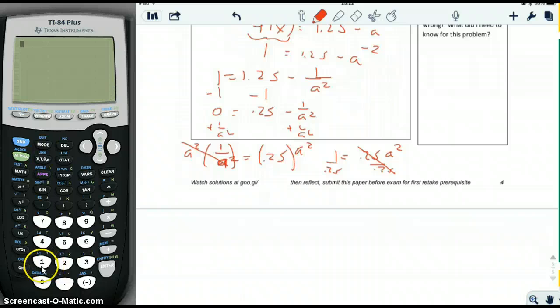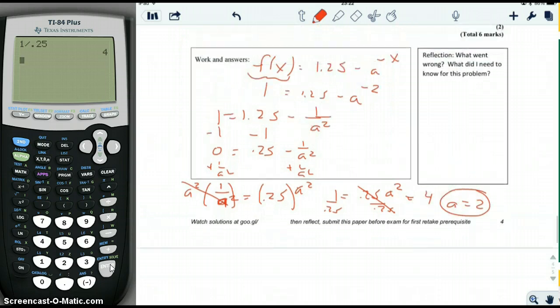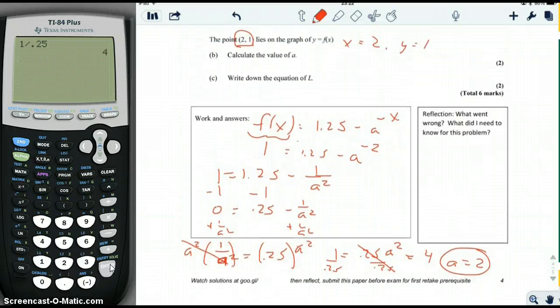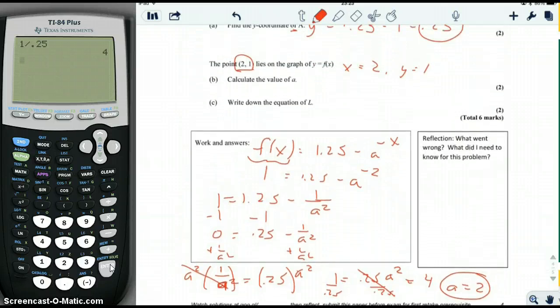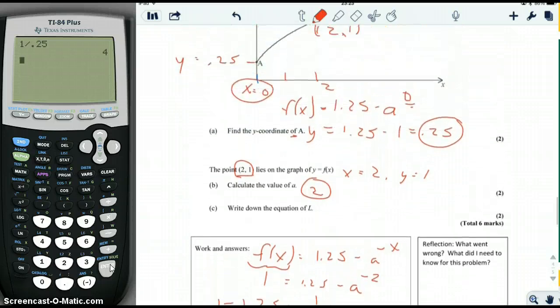Okay, 1 divided by 0.25. What do you know? 4. Okay, so basically we have a squared equals 4. Hey, a squared equals 4. Guess what a is equal to? 2. Okay, take the square root of both sides, a equals 2. Okay, so we just figured out what a is. A is 2. Okay, and then finally write down the equation of L.